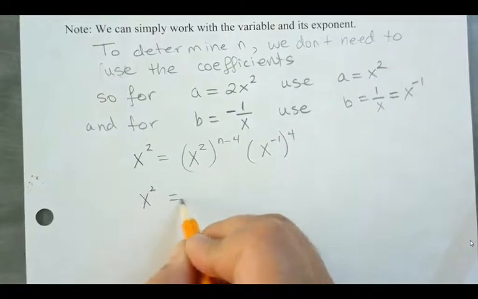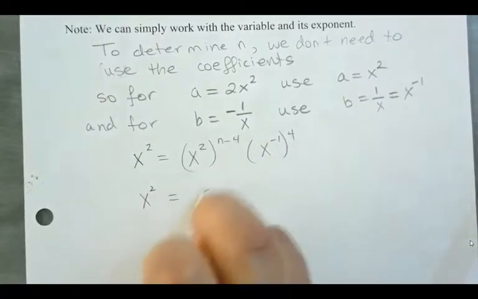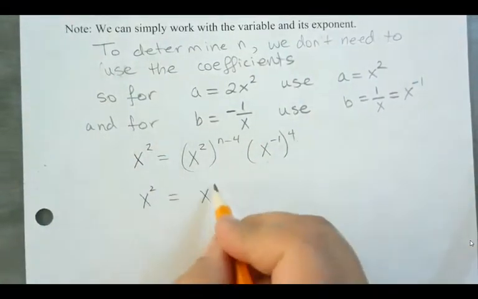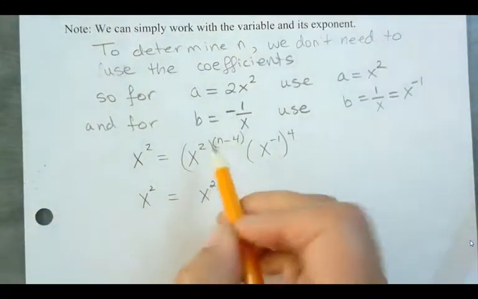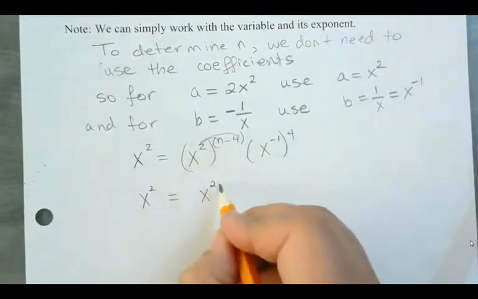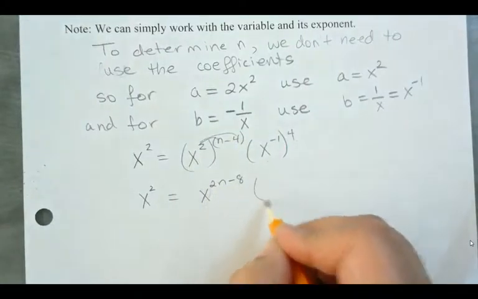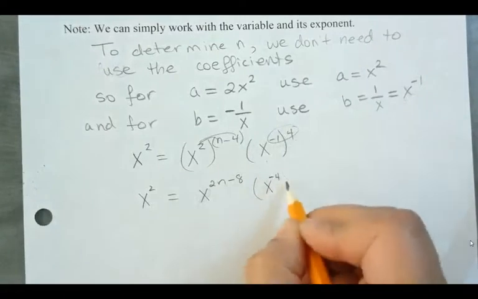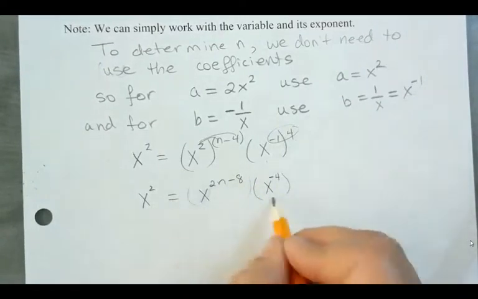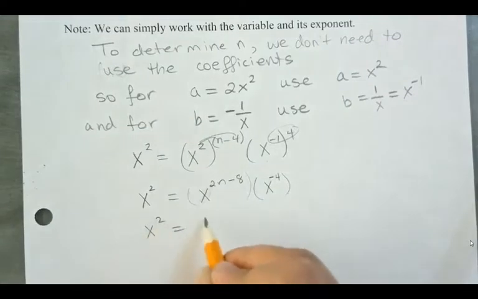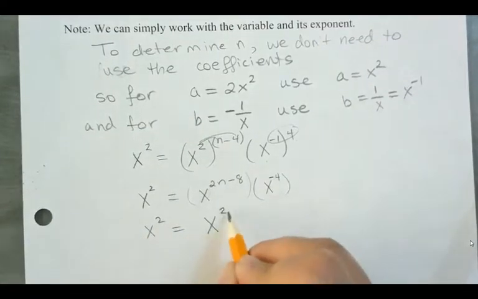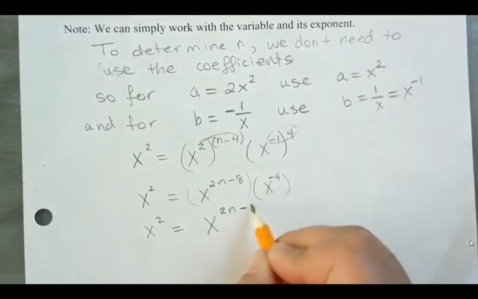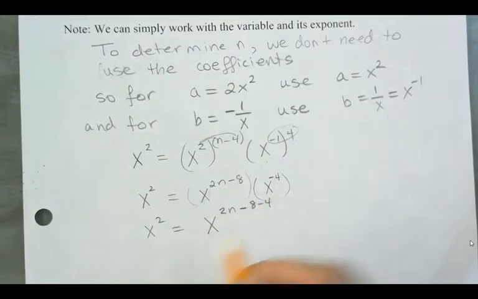So x^2 is equal to x to the power of 2 times (n minus 4). If I multiply this through, I get 2n minus 8. And then that's times these two multiplied, x to the power of negative 4. Okay, now combine them into one base. x^2 is equal to x to the power of 2n minus 8 minus 4. x^2 equals x to the power of 2n minus 12.